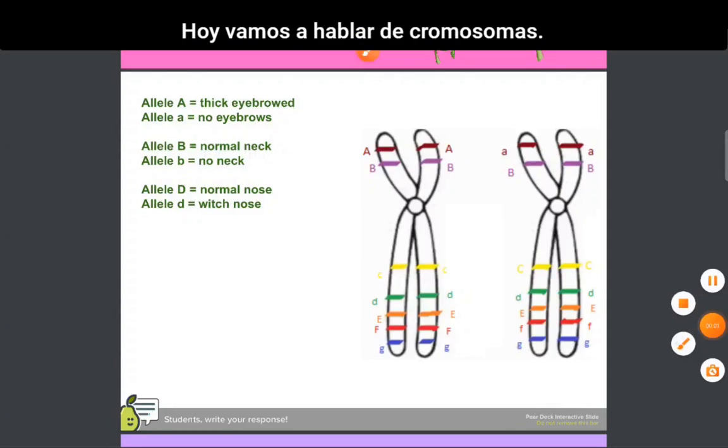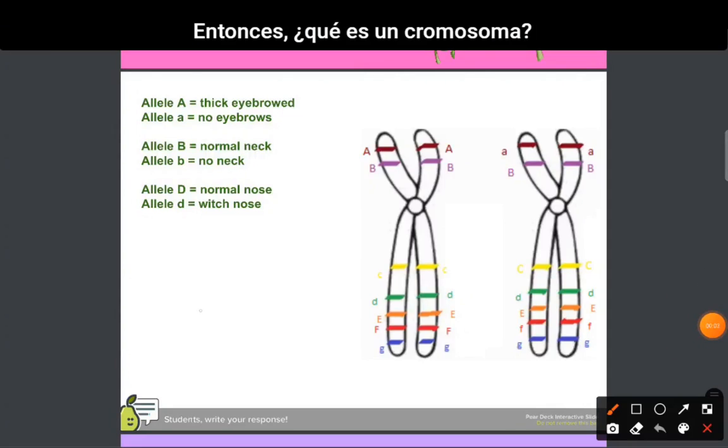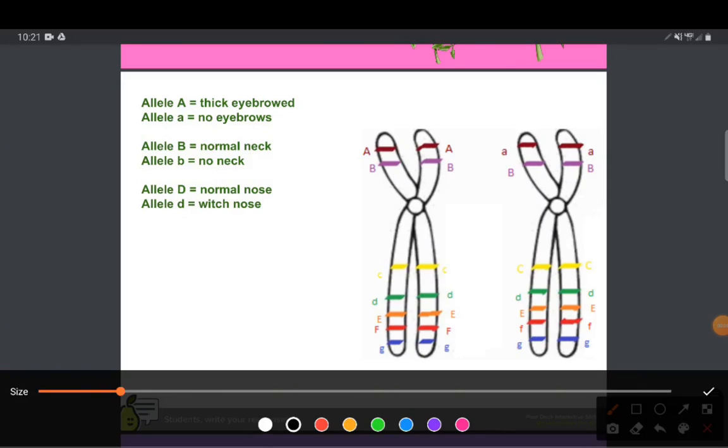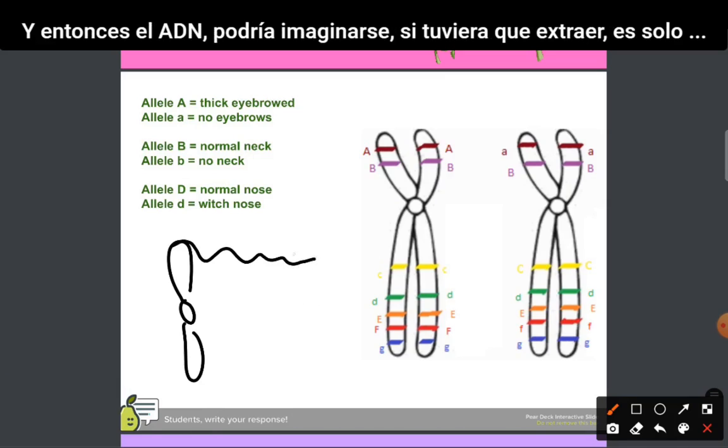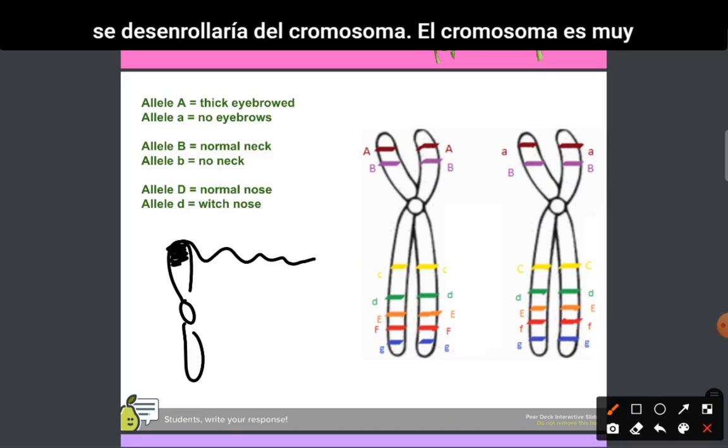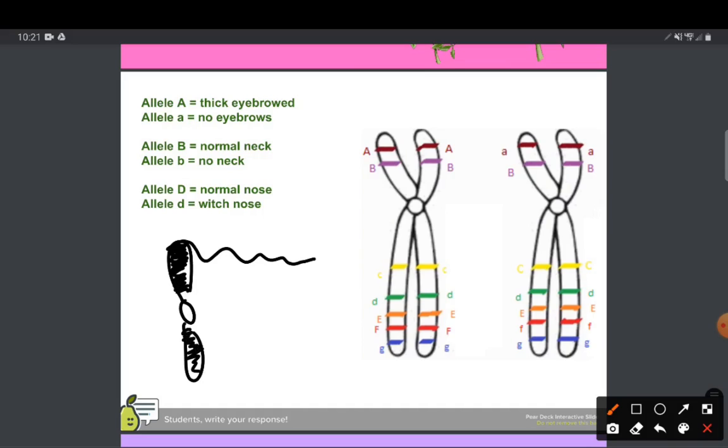Today we are going to talk about chromosomes. And so what is a chromosome? A chromosome is a tightly packaged sequence of DNA. And so DNA, you could imagine if you were to pull, it would unwind from the chromosome. A chromosome is a very dense structure of DNA.